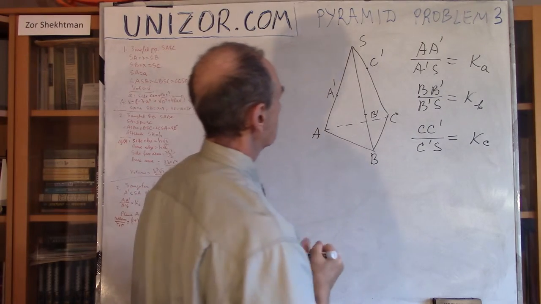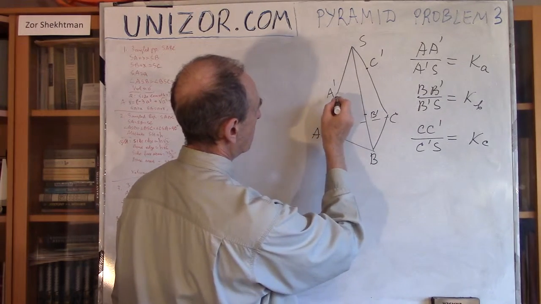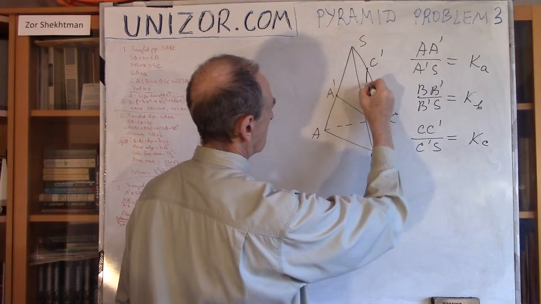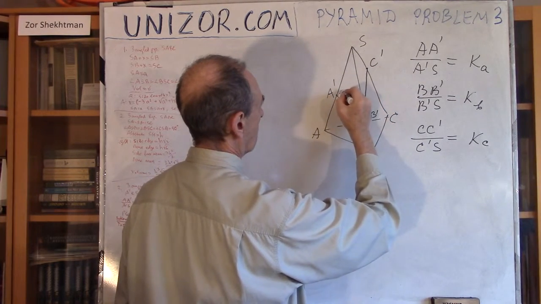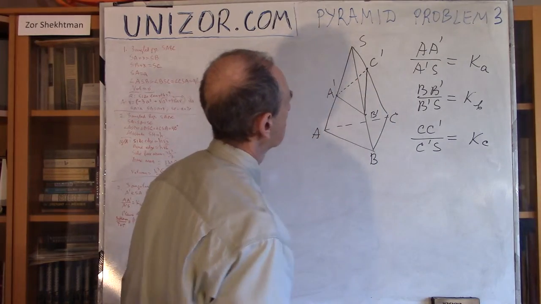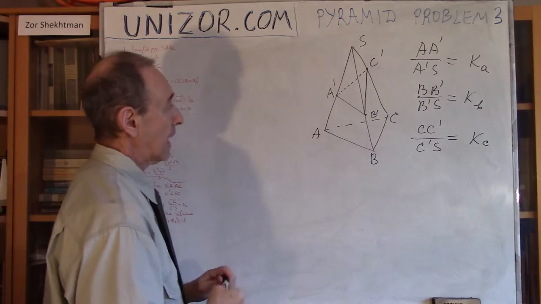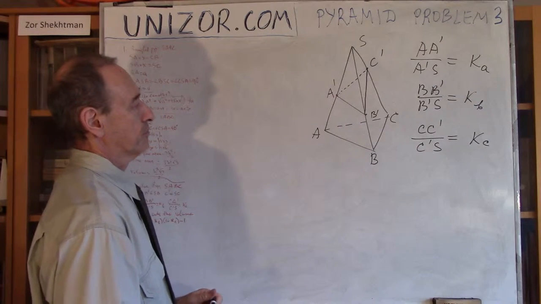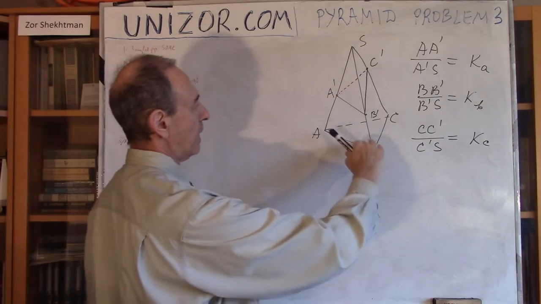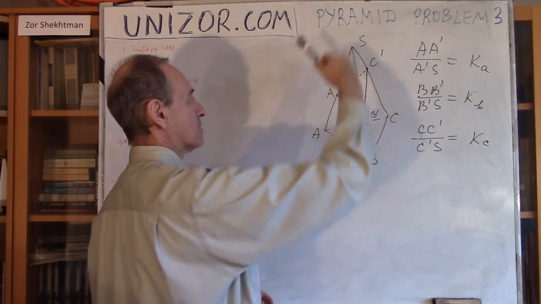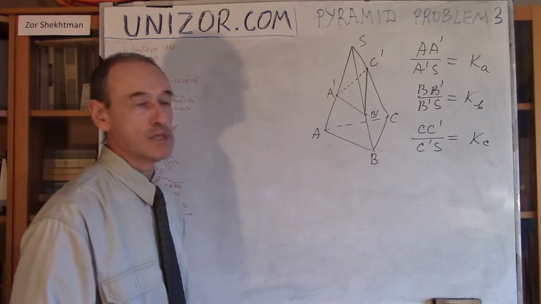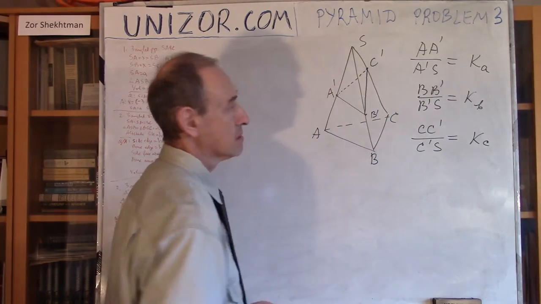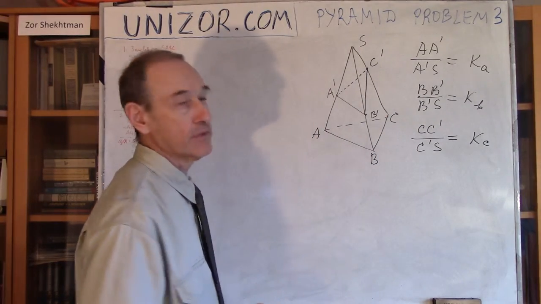The next thing I'm doing is cutting my pyramid by a plane which goes through these three points. So I'm cutting it in half. My question is how the volume of the bottom relates to the volume of the top. Can I determine, based on the ratio of the edges, the ratio of the volumes?